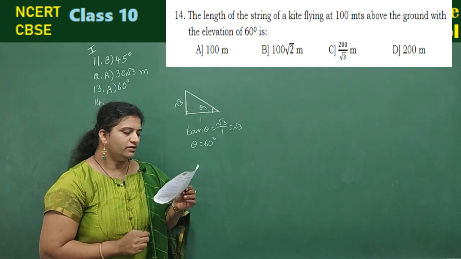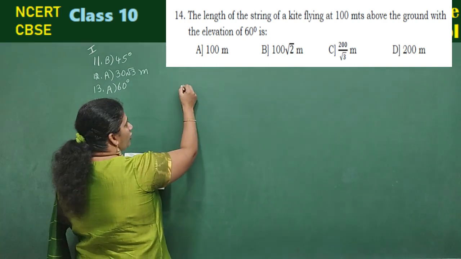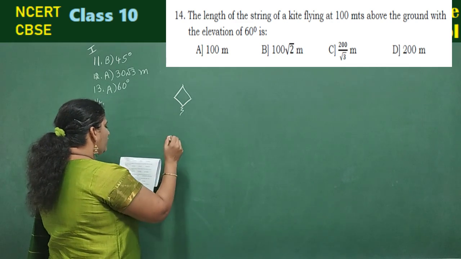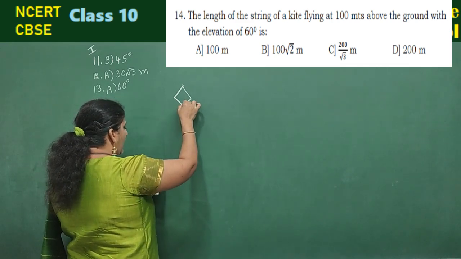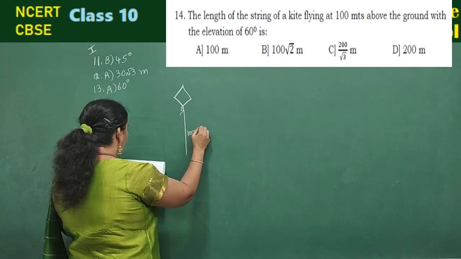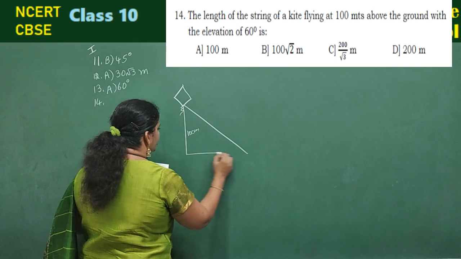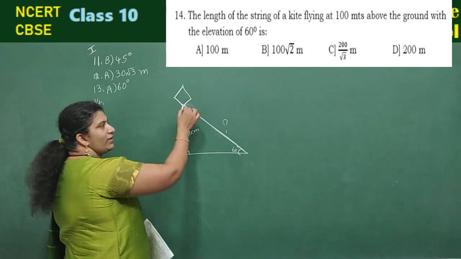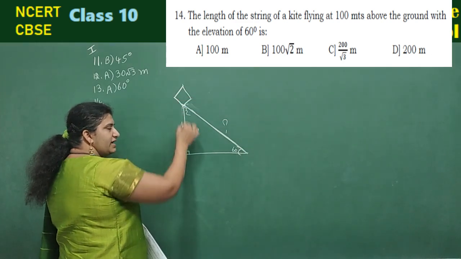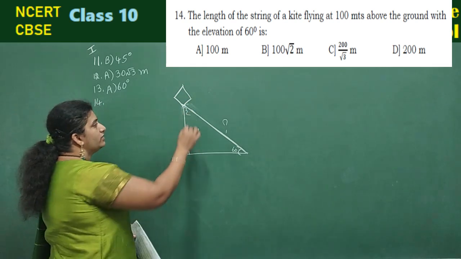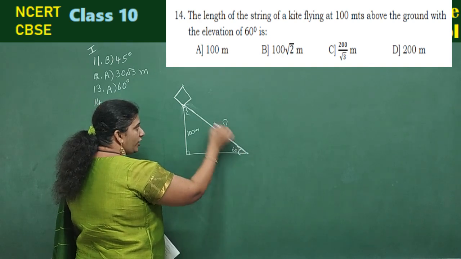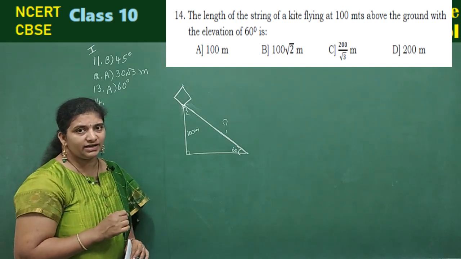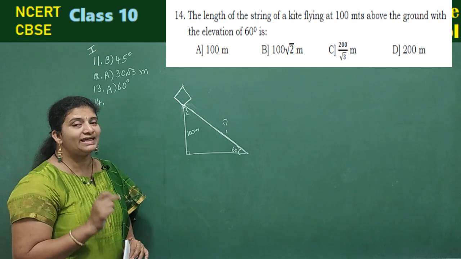Coming to 14th question, the length of the string of a kite. We are talking here about a kite. The length of the string of a kite flying at 100 meters above the ground with the angle of elevation 60 degree. What is the length of the string? You can see a kite here. Kite is 100 meters above the ground level. The string is from this point, you can see the string. You need to find the length of the string. Angle so formed through the string is 60 degree.